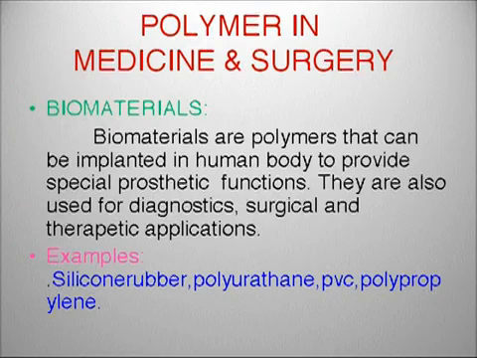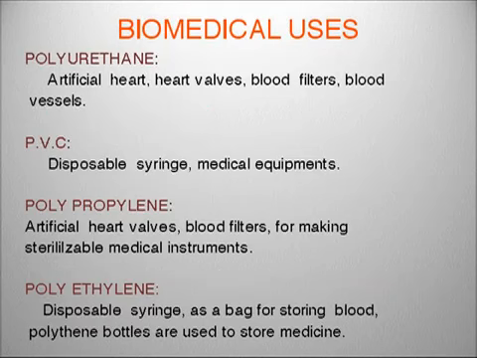Then we are going to see the uses of plastics in medicine and surgical fields. They are used as biomaterials. Biomaterials are polymers that can be implanted in the human body to provide special prosthetic functions. They are also used for diagnostic, surgical and therapeutic applications. Examples: silicone rubber, polyurethane, PVC and polypropylene. Polyurethane is used for artificial heart valves, blood filters and blood vessels.